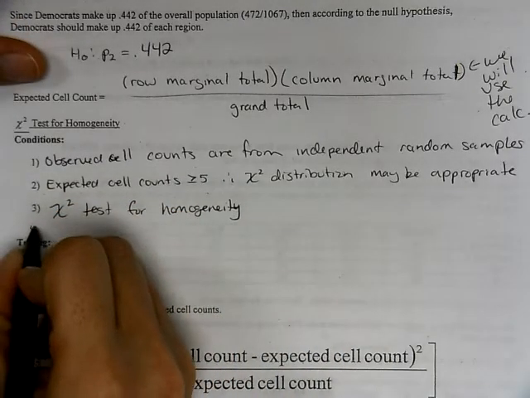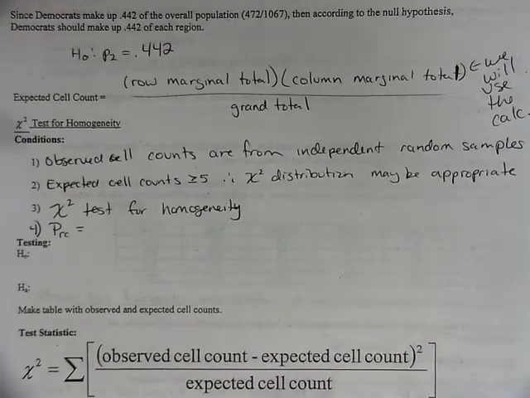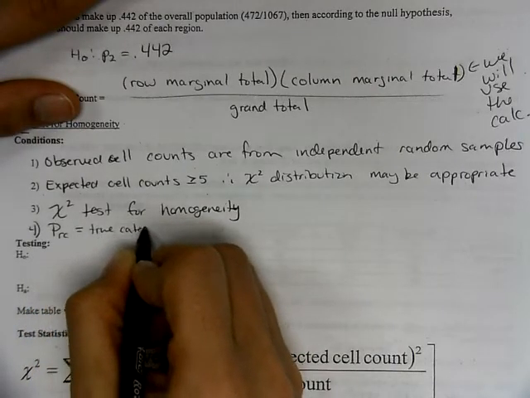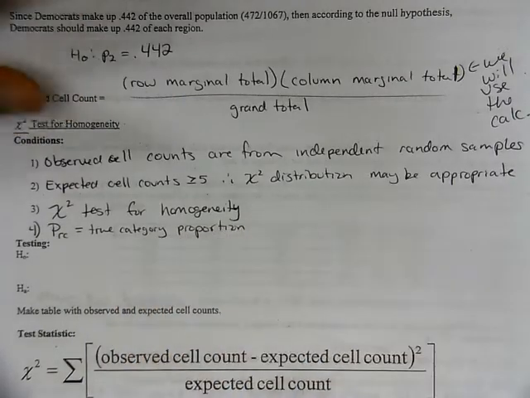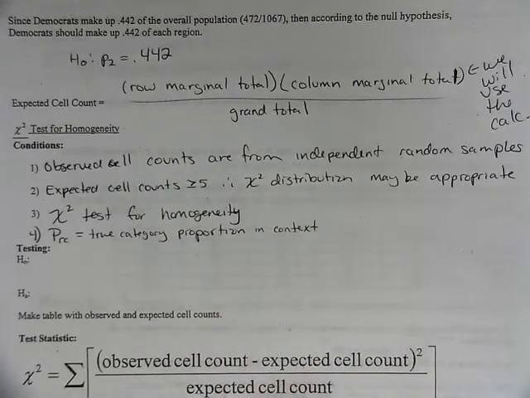And then condition 4, this one's a little bit different. You're going to have P subscript RC. And that stands for the proportion of each row column. So again, you want to try to make it as general as possible. This time you don't need a key. So you just want to write the true category proportion in context. So the true proportion of each political party in each region.